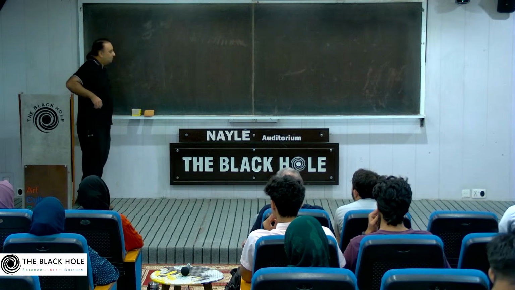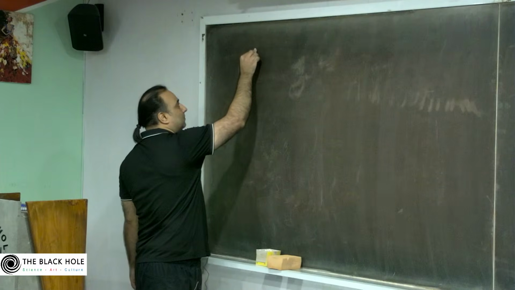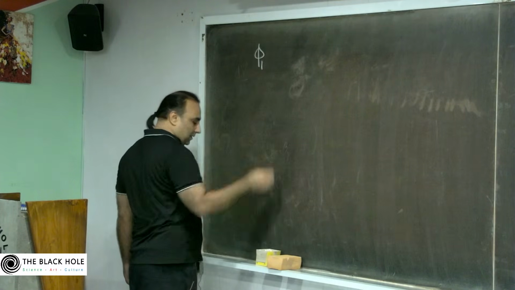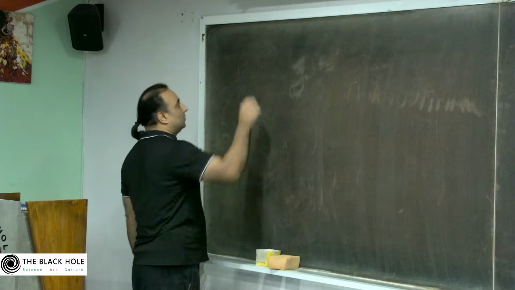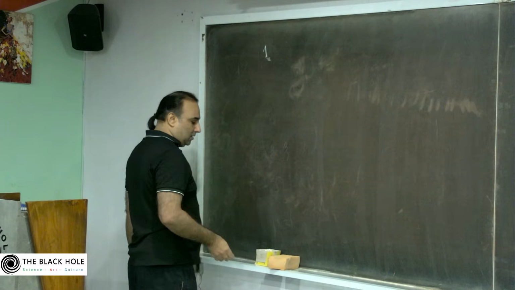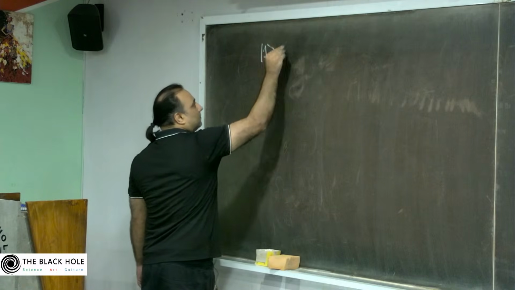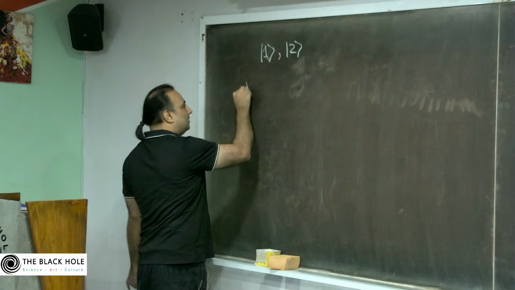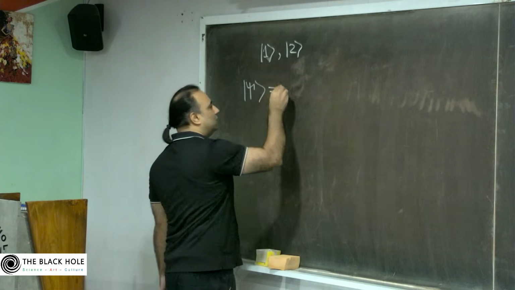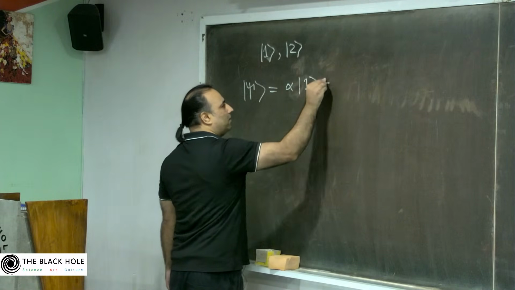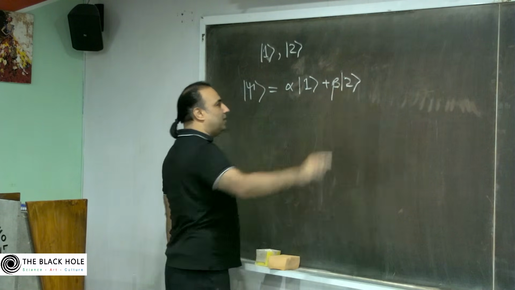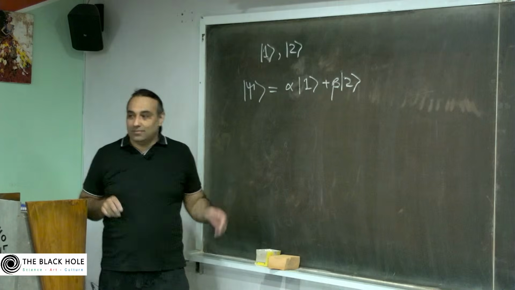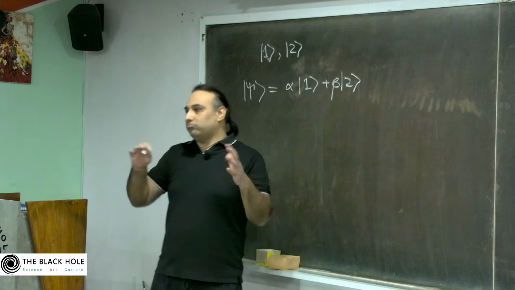So suppose we have a two-level system and its states are, let's say, 1 and 2. Let's label them with 1 and 2. And we discussed that the state of this system in general can be a superposition of these two. So it's like alpha 1 plus beta 2. Now if we have two such systems, what could be the state of this composite system?